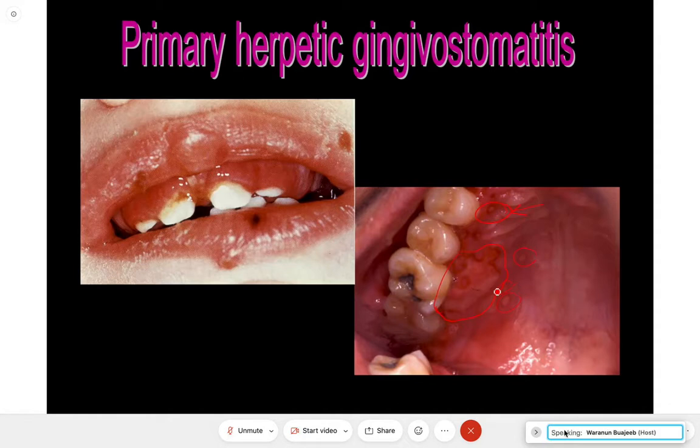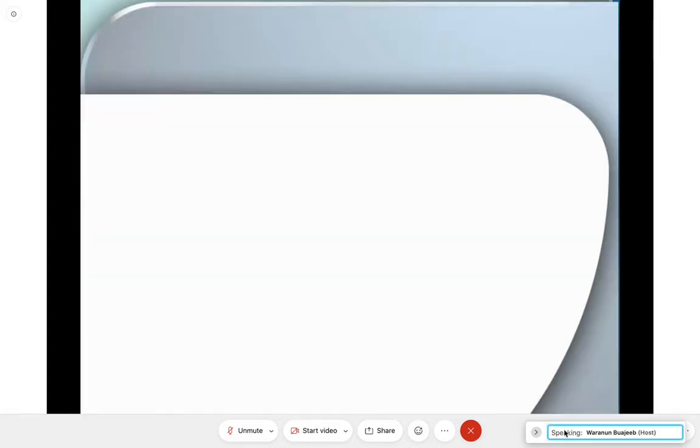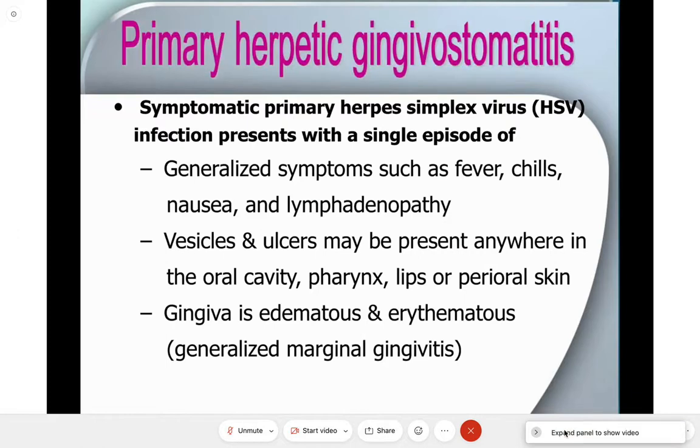You can see. So if you see large irregular lesions like this, try to find all those small discrete ulcers in the surrounding area. It will be easier to diagnose, because herpes simplex virus infection causes vesicle formation, which can be anywhere in the oral cavity. Then the vesicles break down easily and rapidly to form ulcers like that. So this is typical of primary herpetic gingivostomatitis.